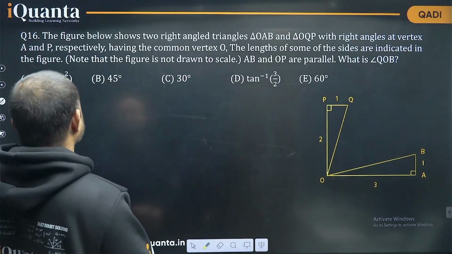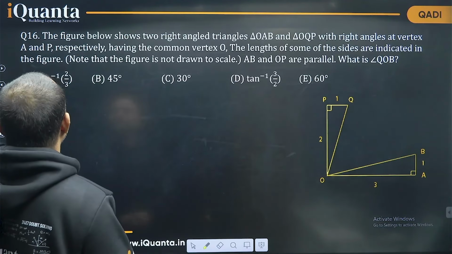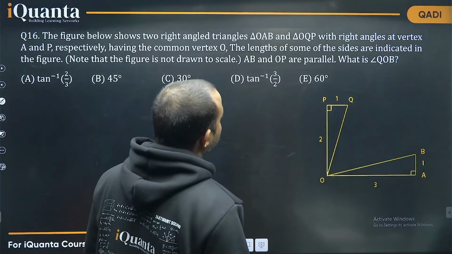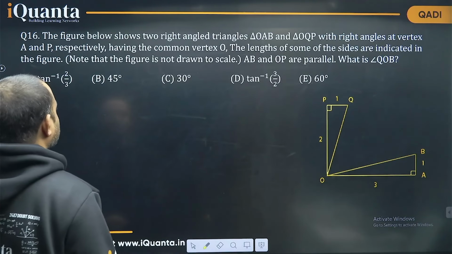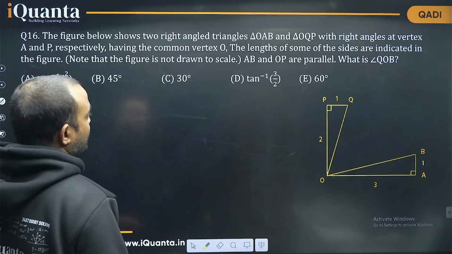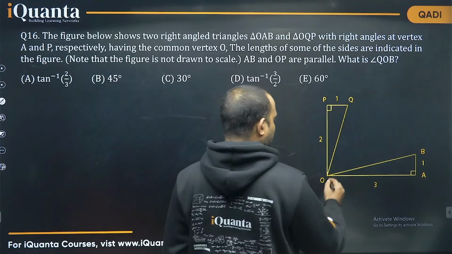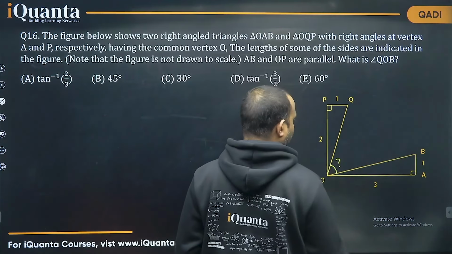The figure below shows two right angled triangles, triangle OAB and triangle OPQ, with the right angles at vertex A and P respectively, and having common vertex O. The lengths of some of the sides are indicated in the figure. Note that the figure is not drawn to scale. AB and OP are parallel. What is angle QOP? This angle is what we need to find.